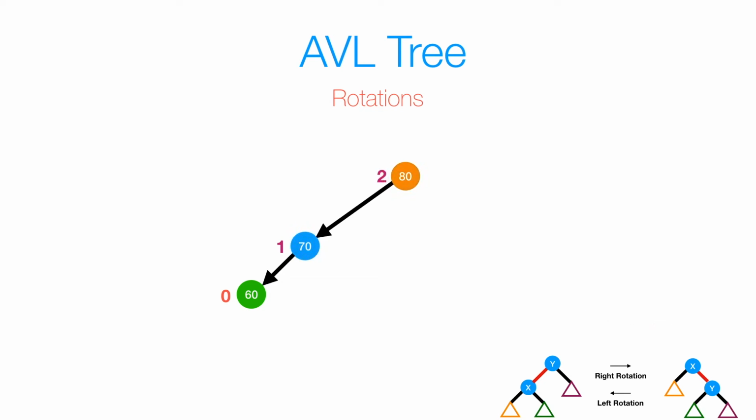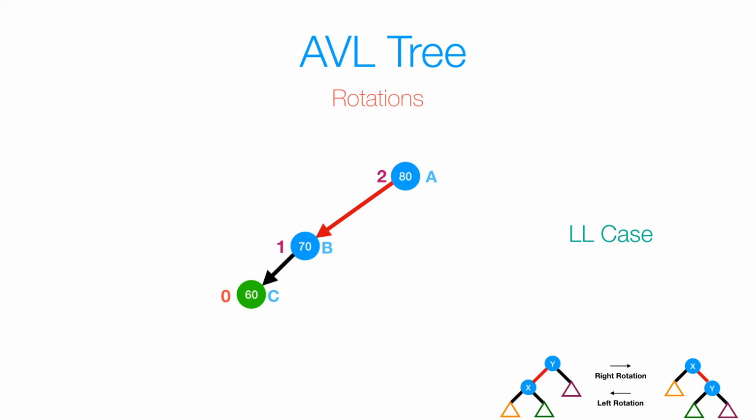As we go up to 80, it has a height of 2. But its left subtree has a height of 1 and its right subtree has a height of -1. 1 minus -1 gives us a balance factor of 2, which we know is invalid. So you have to fix this somehow. And that brings us to our very first case, which is known as the left case.